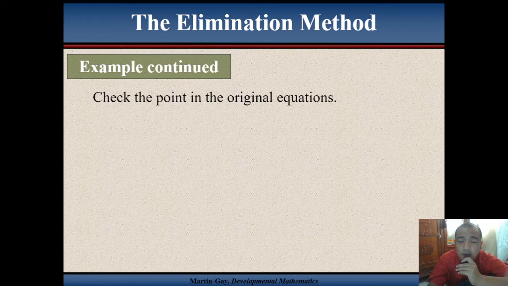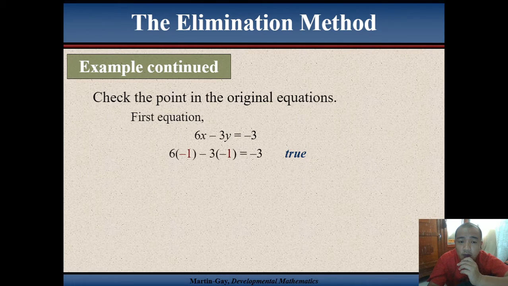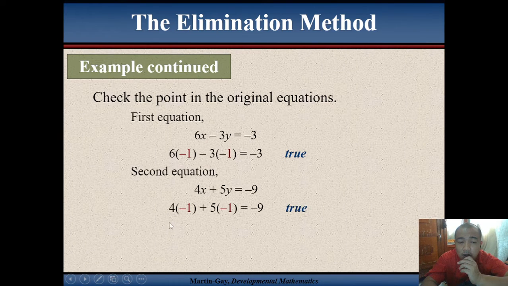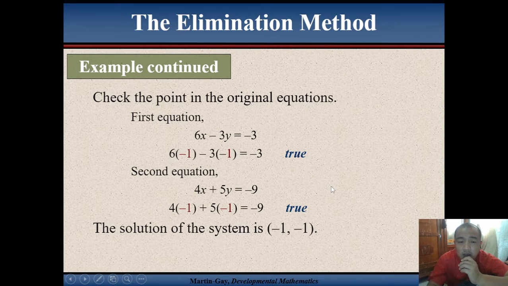Okay, to verify, let us check the point in the original equations. For the first equation, 6x minus 3y equals negative 3. 6 times negative 1 minus 3 times negative 1, is it equal to negative 3? True, because negative 6 plus 3 is negative 3, correct. For the second equation, 4x plus 5y equals negative 9. 4 times negative 1 plus 5 times negative 1, is it equal to negative 9? Let's see, negative 4 plus negative 5, yes, it's equal to negative 9. So the solution of the system is negative 1, negative 1.